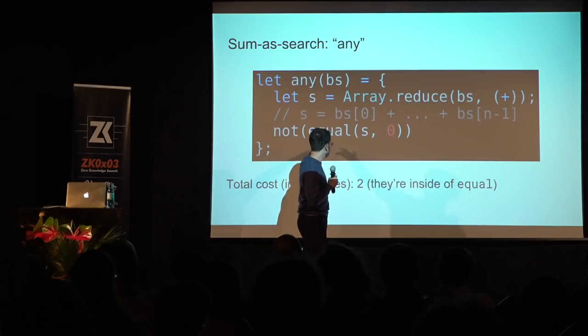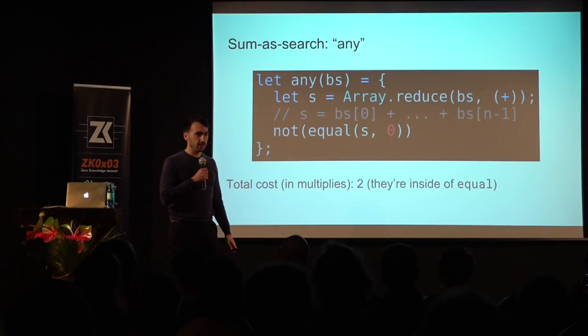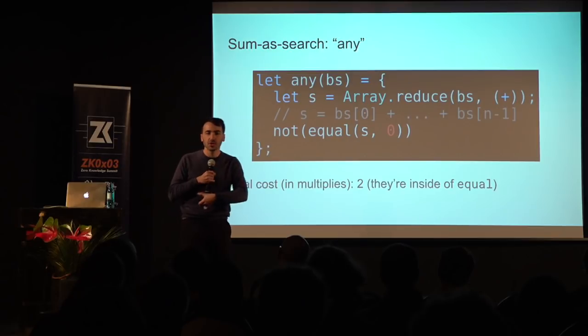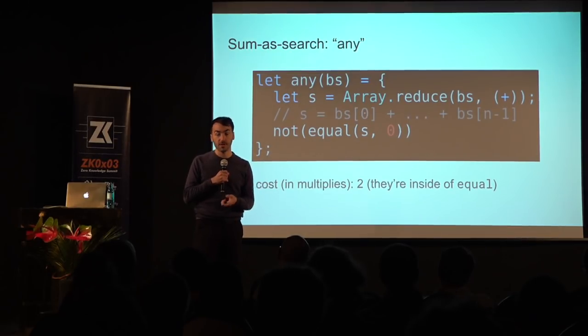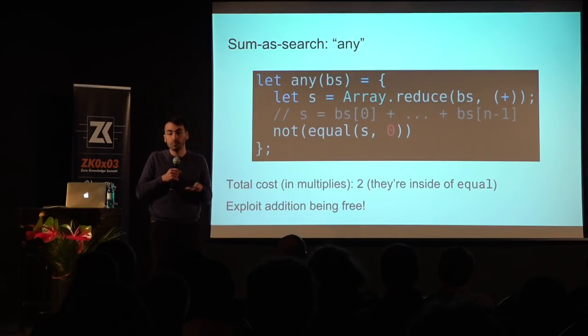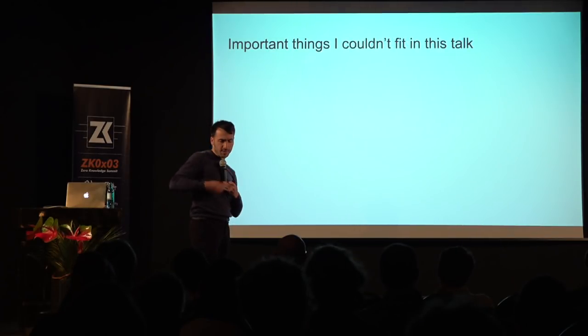They're inside of equal, but I won't show them. So this is a neat trick. You're kind of searching the whole thing by adding everything up. But addition was free, so it doesn't matter if you add up everything. It's free. Ish. So, I'm almost out of time.